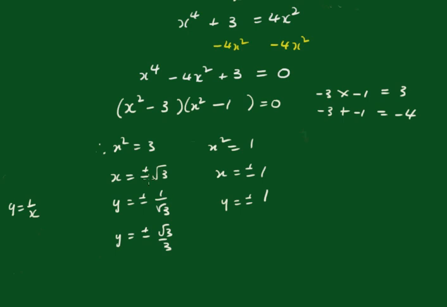So there are your solutions. x equals root 3, y equals root 3 on 3, x equals minus root 3, y equals minus root 3 on 3, x equals 1, y equals 1, x equals -1, y equals -1. So you have in fact 4 solutions.